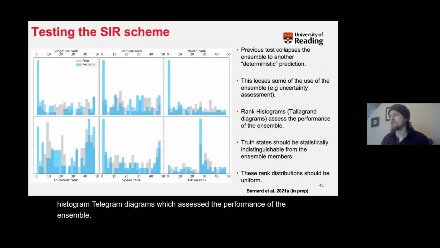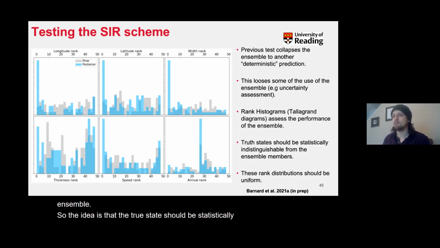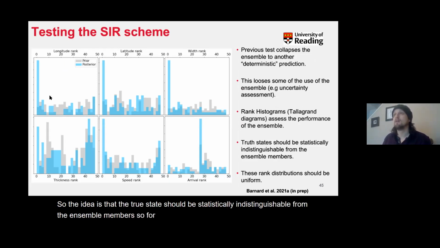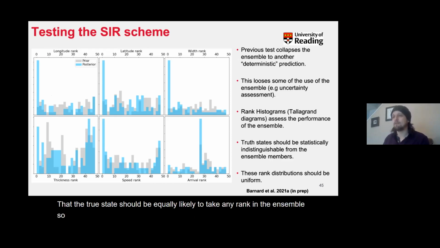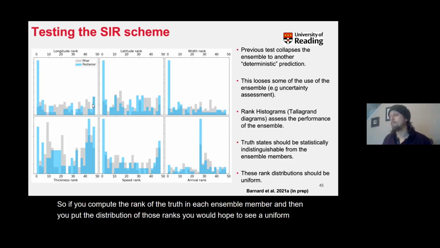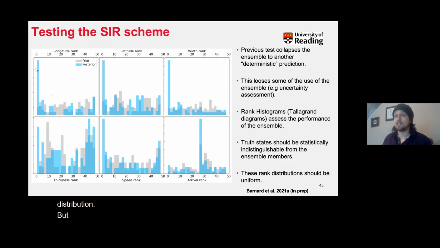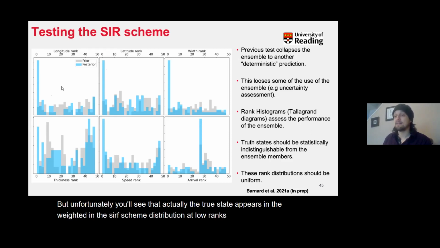The idea is that the truth state should be statistically indistinguishable from the ensemble members. So for each individual run, the truth state should be equally likely to take any rank in that ensemble. If you compute the rank of the truth in each ensemble and plot the distribution of those ranks, you would hope to see a uniform distribution. But unfortunately, you'll see that the truth state appears in the SIR scheme distribution at low ranks too frequently. That is suggestive of the fact that our ensemble spread is too low.